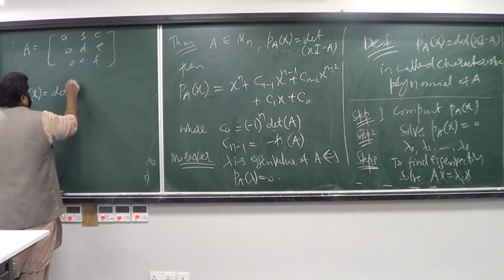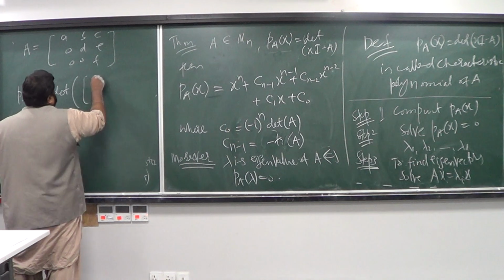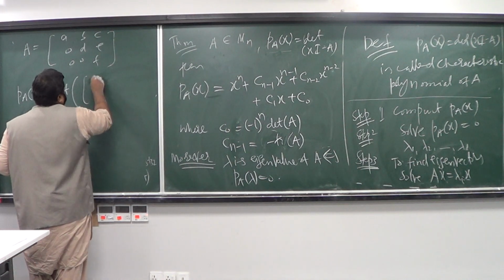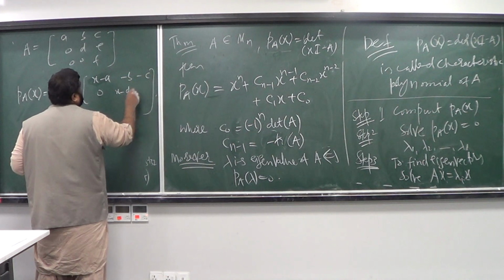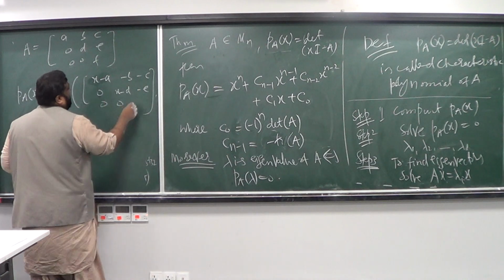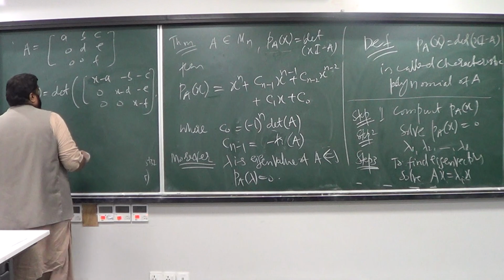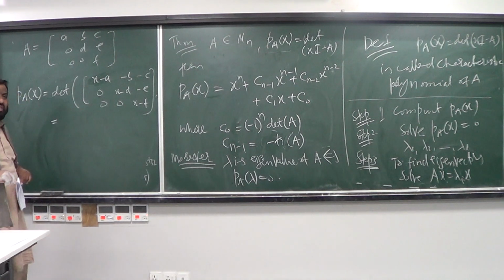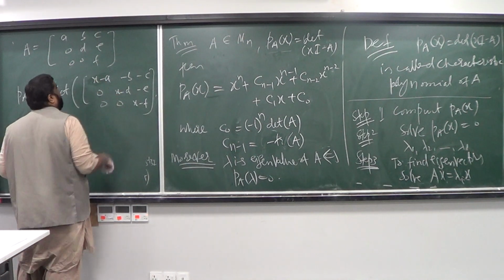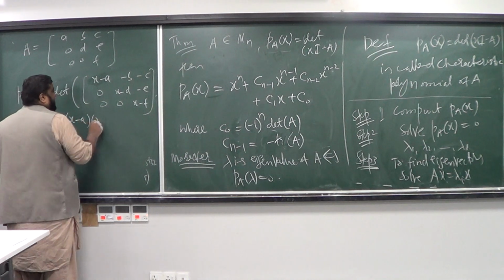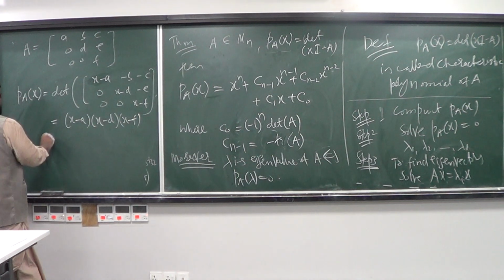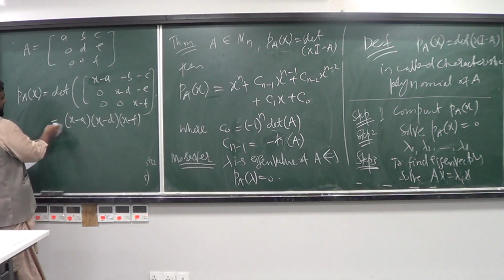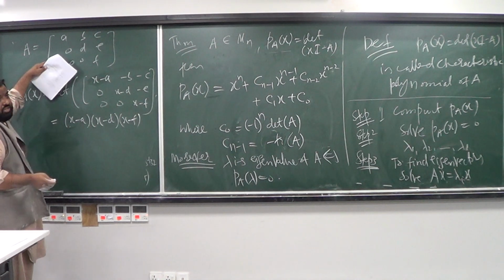It's going to be the determinant of xI minus A: x minus a, minus b, minus c; 0, x minus d, minus e; 0, 0, x minus f. What would be the determinant when you compute it? We know about the upper triangular matrix or the lower triangular matrix, the determinant is simply the product of diagonal entries. So it's going to be x minus a, x minus d, x minus f. So this is really the characteristic polynomial of an upper triangular matrix.